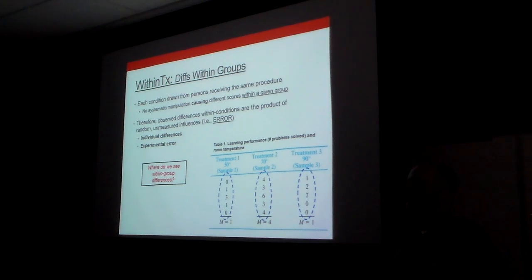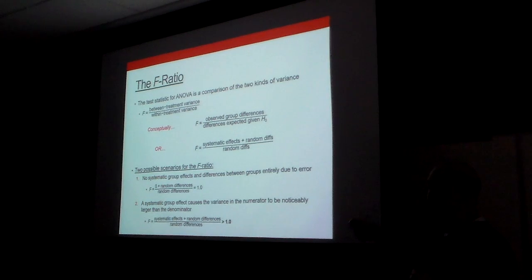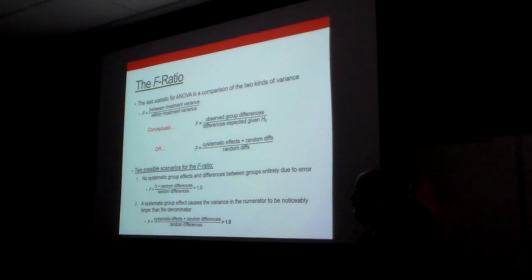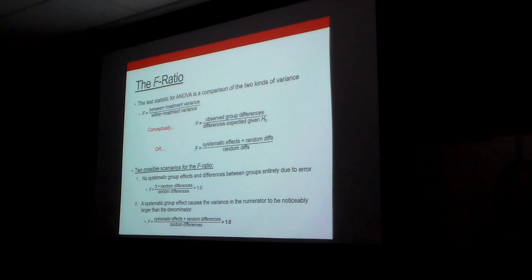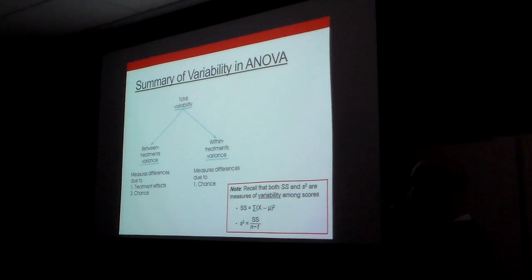If I take one over the other, I start to get a ratio that gives me a score that gets larger and larger, increasingly larger than one, when my systematic effects start to overpower the random variation I have in my model. Okay. How are people feeling about this from a conceptual standpoint? Feeling okay with this? Okay.